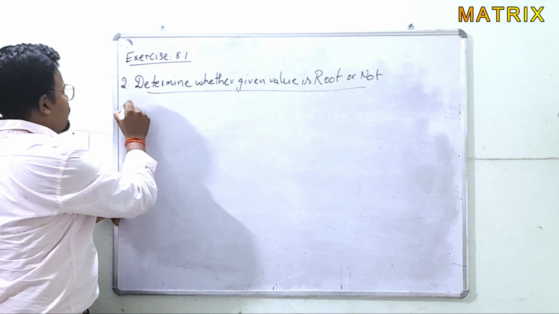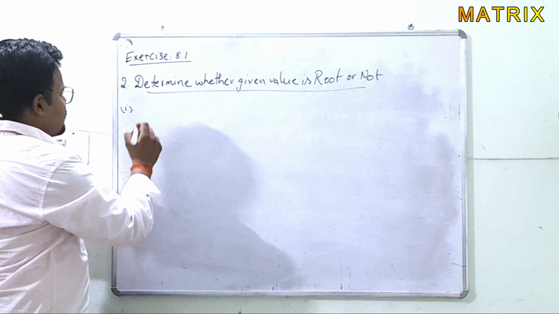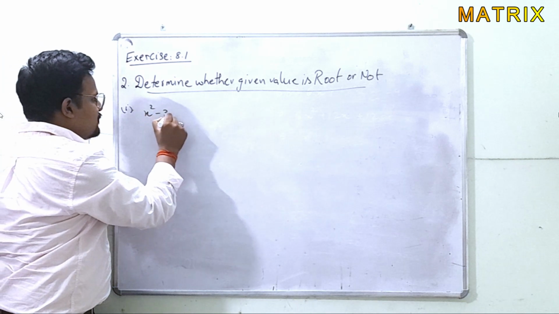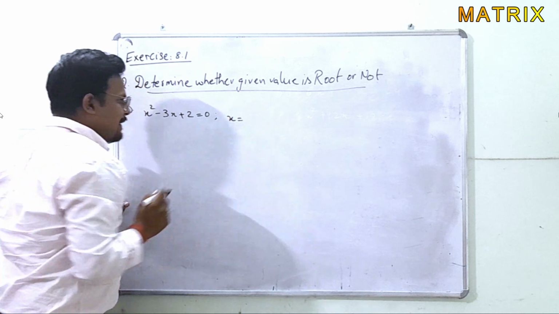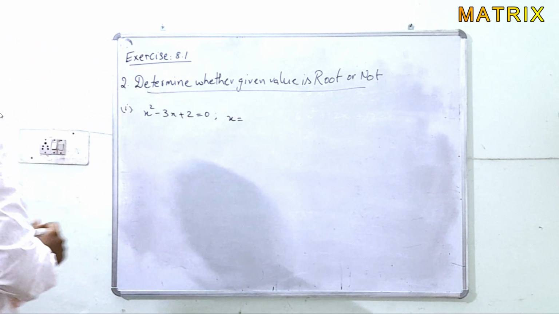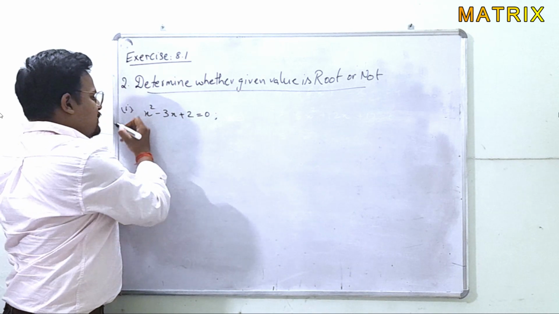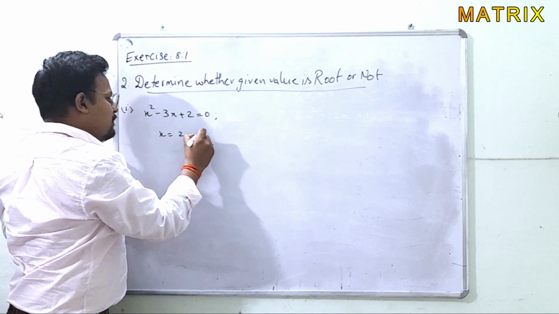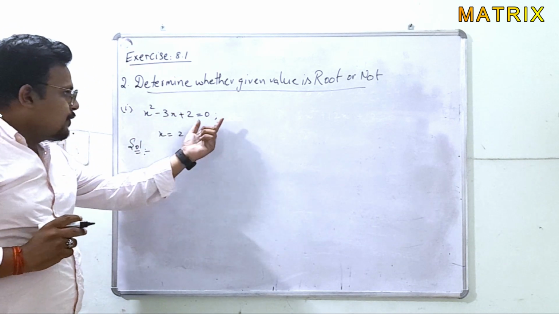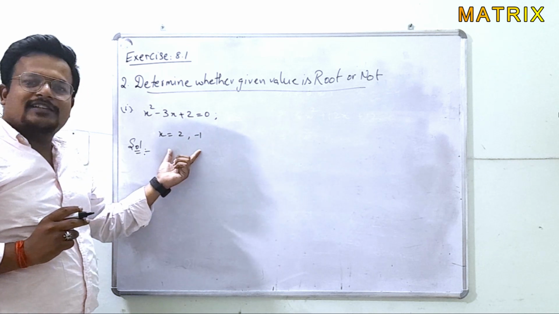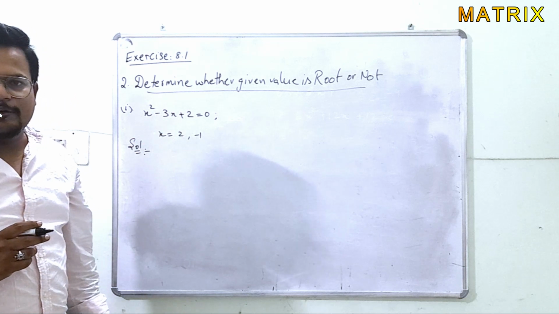Alright. So let's start with the first question, that is x square minus 3x plus 2. The question is x square minus 3x plus 2 is equal to 0, and we want to check at x is equal to 2 and minus 1. So we are given the values of x as x is equal to 2 and minus 1. Clear? We have a quadratic equation, we have two values of x, and we want to check whether these values are satisfying this equation or not.